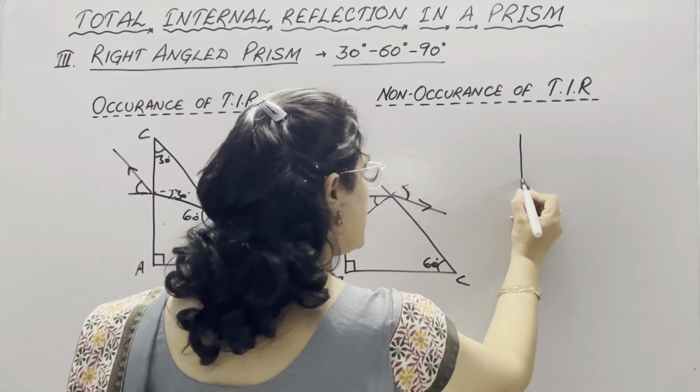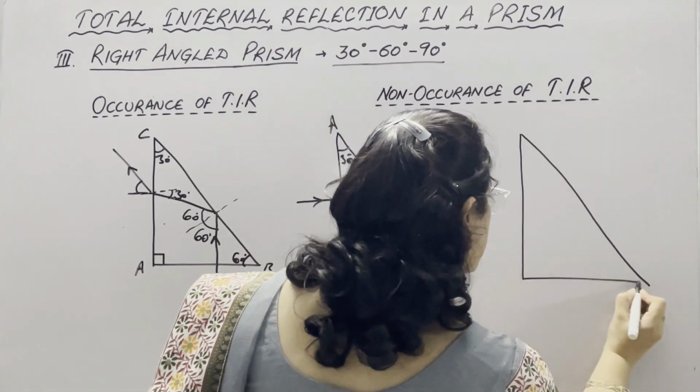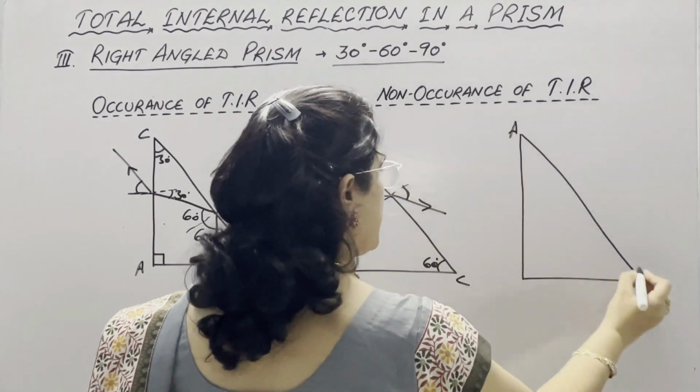In the third case, the position of the prism remains the same, but light is incident this time from the hypotenuse side.